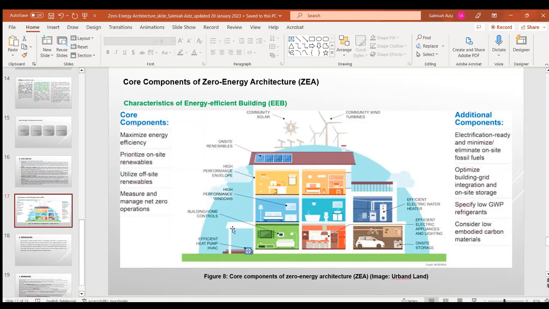Building home controls as well, so this is more like a smart system at the building. Efficient heat pump, HVAC for the air conditioning, and also efficient electric water heater. Efficient electric appliances and lighting, and also on-site storage. So this refers to the electricity storage.